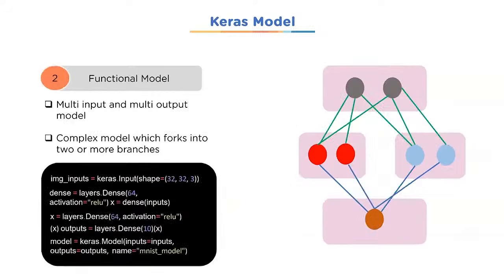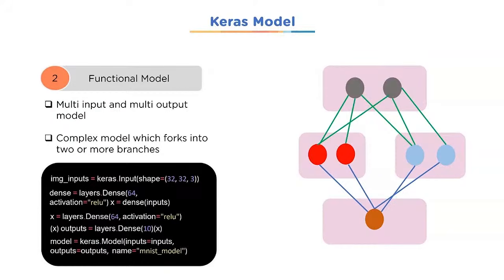And then there's a functional model. And this is really where things are at. This is new. Make sure you update your Keras, or you'll run into an error code when doing the functional model, because this is a fairly new release. And it uses a multi-input and multi-output model. The complex model, which forks into 2 or more branches.